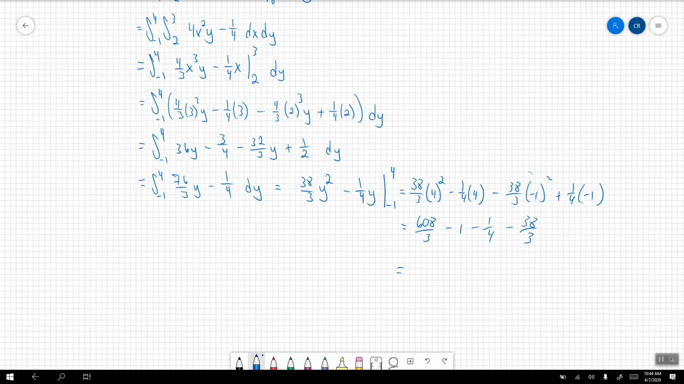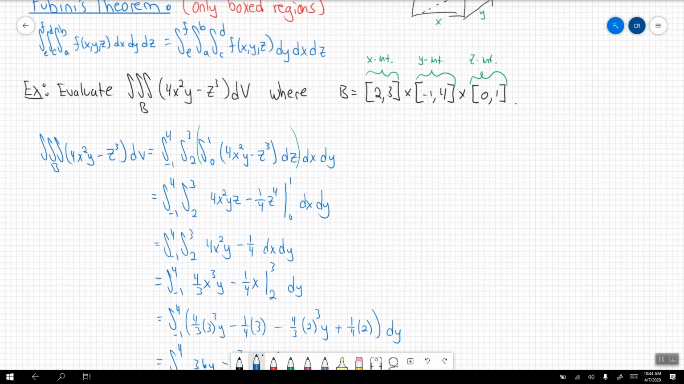So I'm going to merge all this together. 608 divided by 3 minus 38 divided by 3 gives me 190. So 190 minus 1 gets me 189, then minus 1/4, and that should get me 755/4. And there we have it. Alright, so not too bad. We get 755 divided by 4 for this integral.